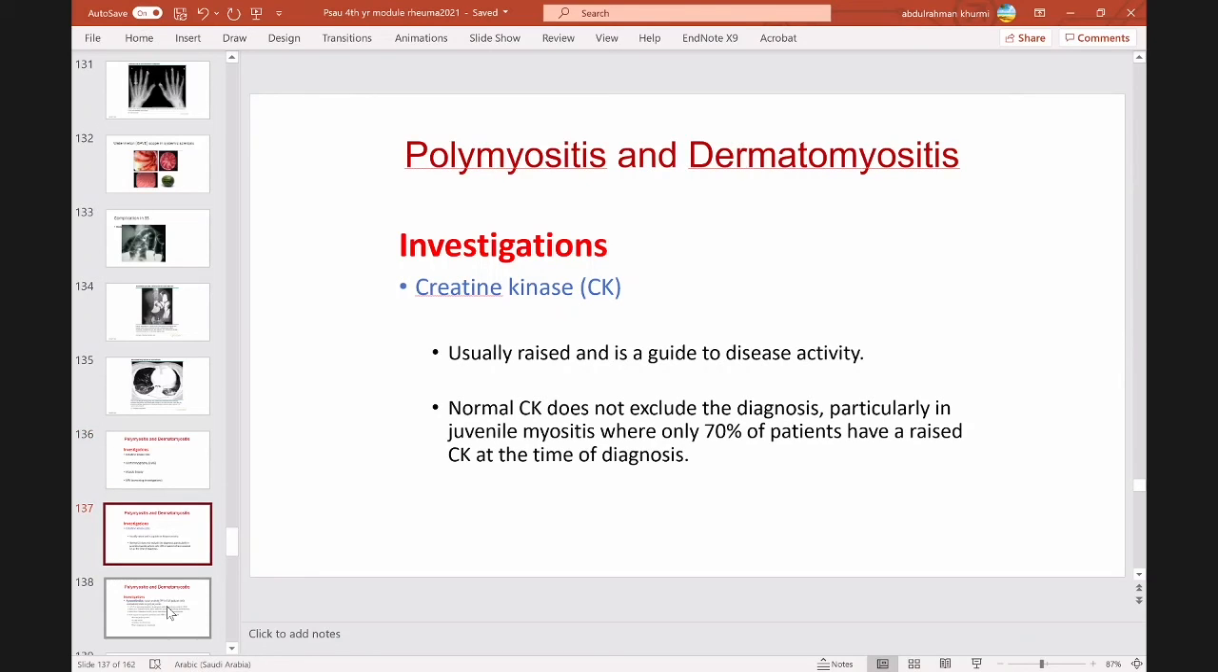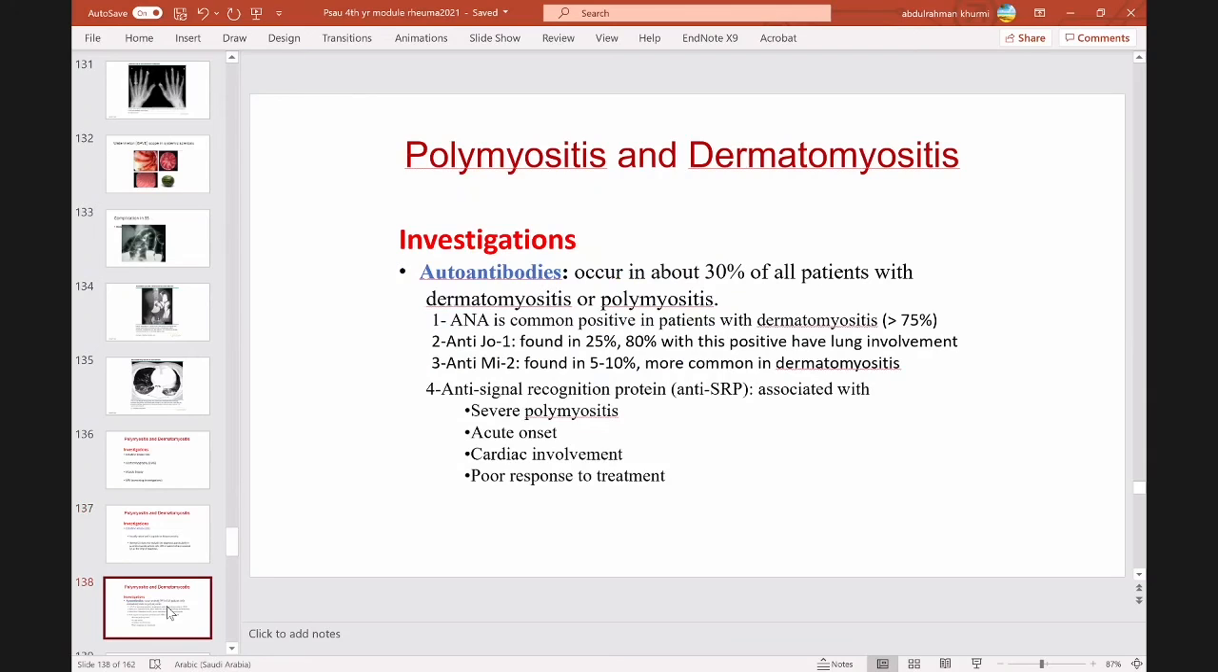Some people have normal CK but have dermatomyositis, because another enzyme, like aldolase, can be raised. And there are also antibodies seen in these patients, like ANA can be seen positive, anti-Jo, anti-Mi-2 and anti-SRP.